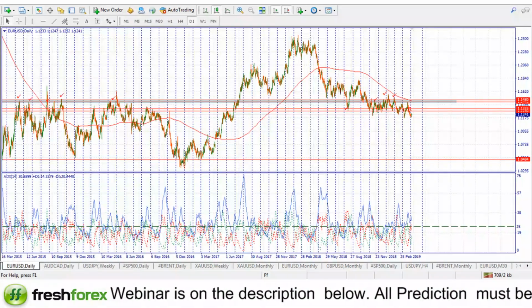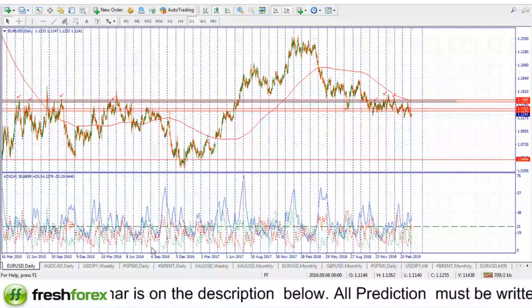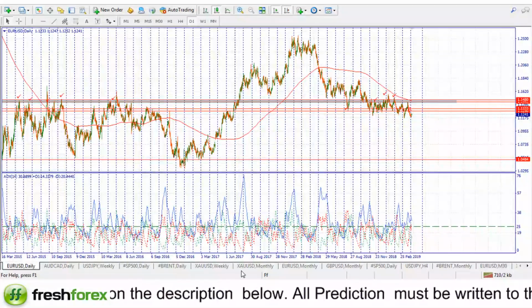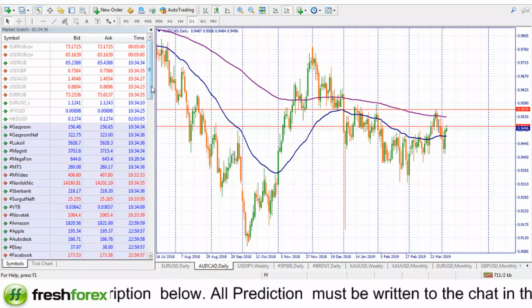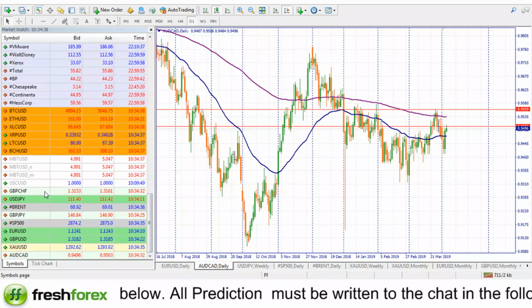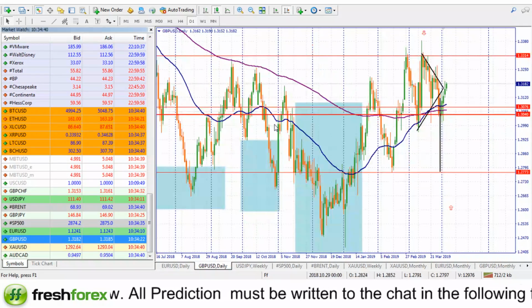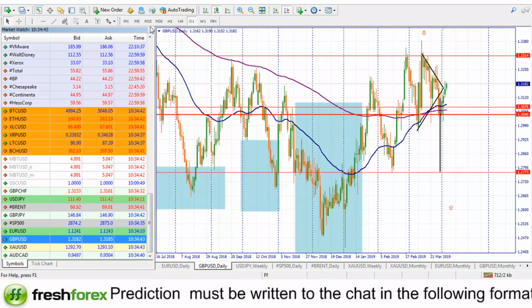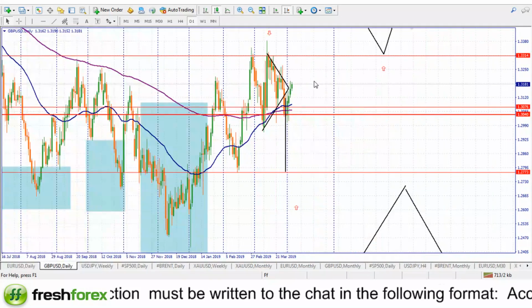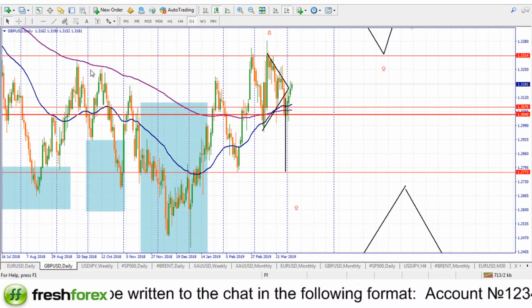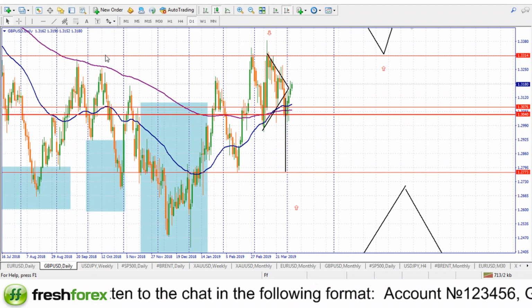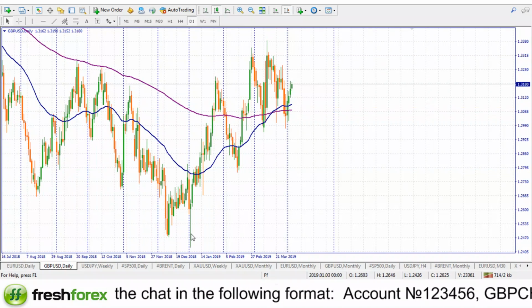We will move to the next chart, and that should be GBP USD. We load it here, GBP USD, show all, GBP USD. Then this chart is a little messed up. Let me remove all the objects.